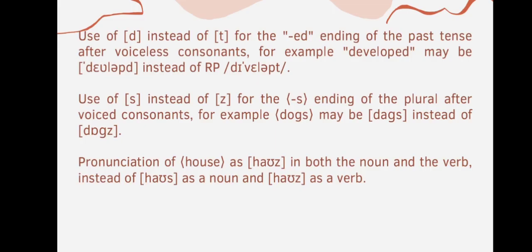The use of D instead of T for the ED ending of the past tense after voiceless consonants. For example, the word develop may be developed instead of pronounced as develop. Use of S instead of Z for the S ending of the plural after voiced consonants. For example, the word dogs may be dogs instead of dogs. Pronunciation of house is as house in both the noun and the verb, instead of house as a noun and house as a verb.